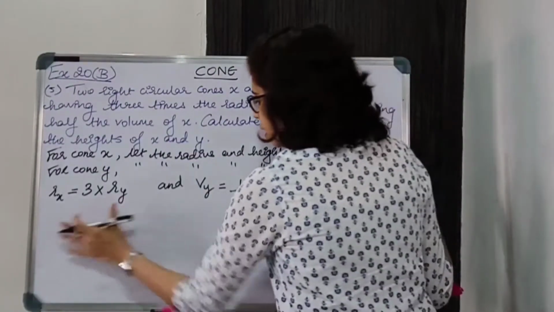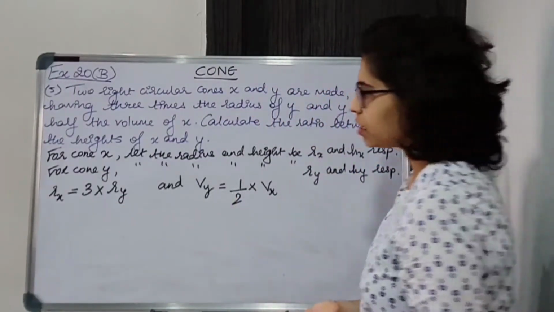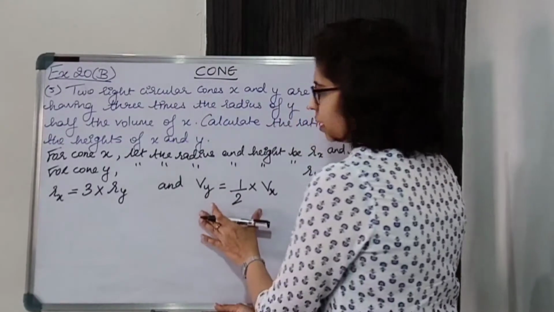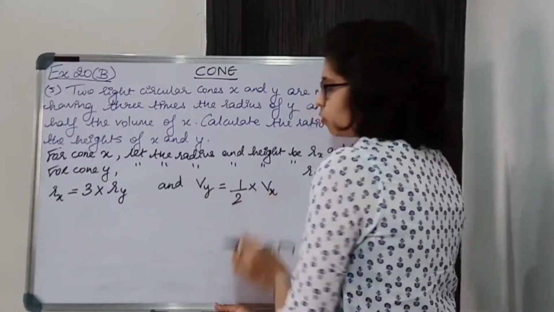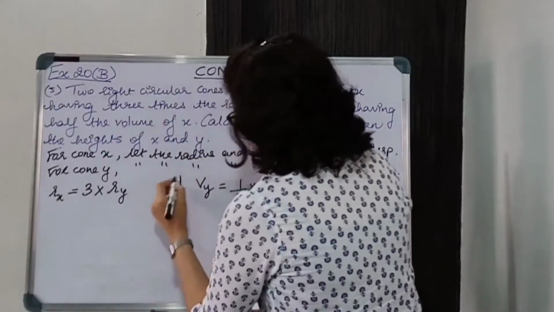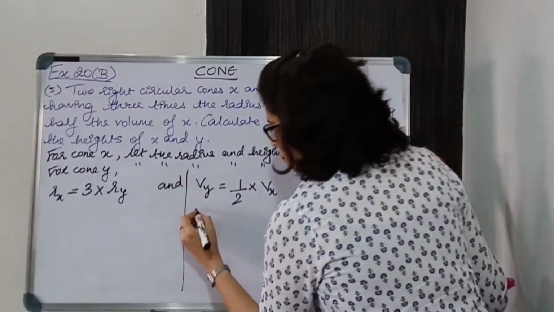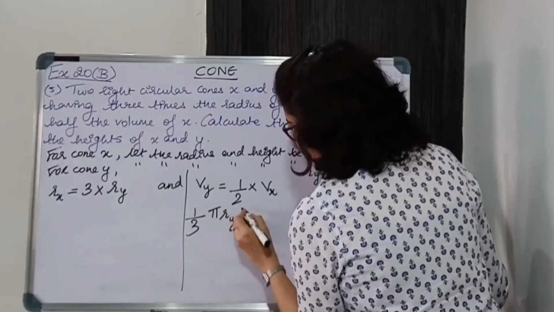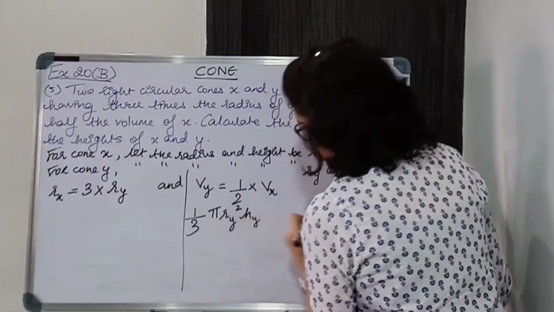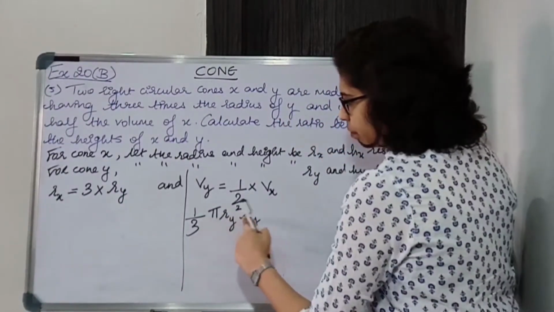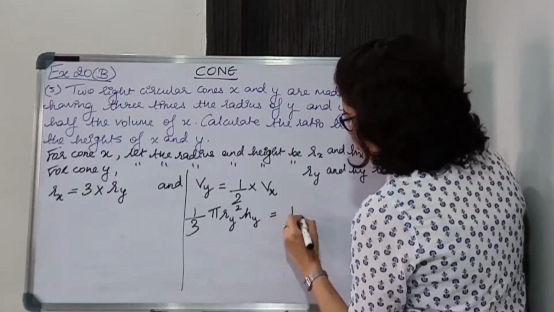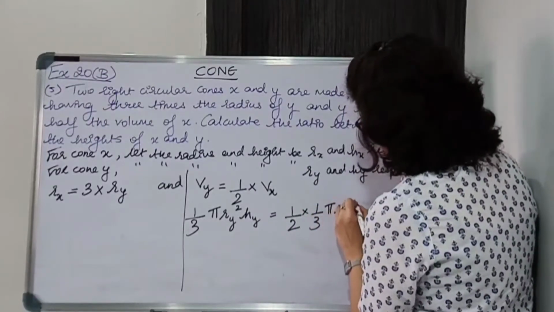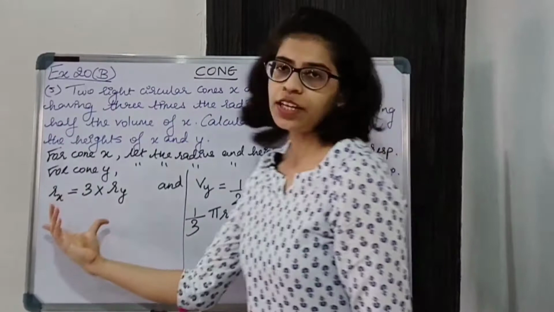Now these conditions we will utilize. Now rx is 3 times ry. So what we'll do, we'll use it over here. Now what is vy and what is vx? Let's look at vy first. Here I'll substitute. This is 1 by 3 pi ry square hy. So 1 by 3 pi r square h is equal to half into 1 by 3 pi rx square hx.